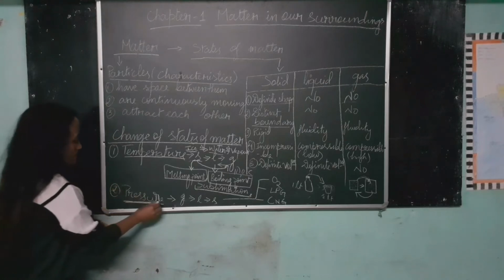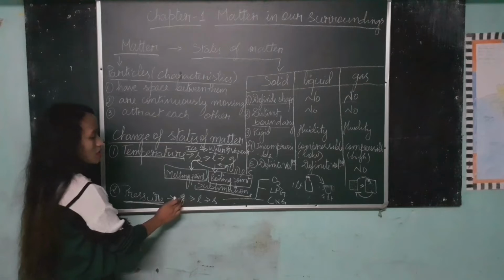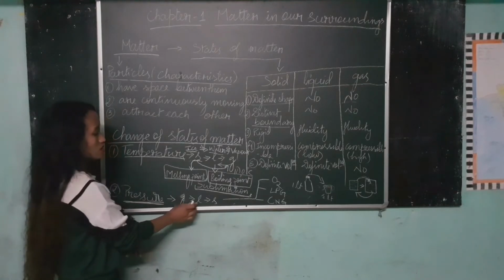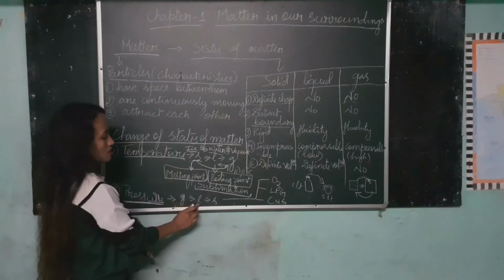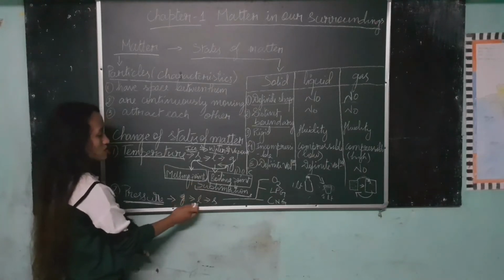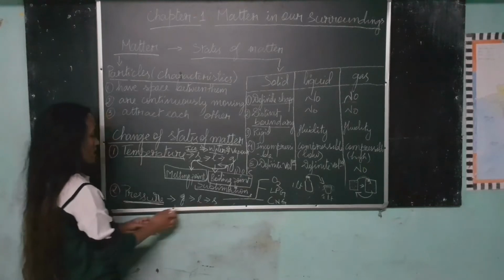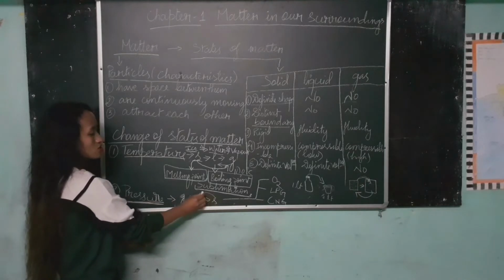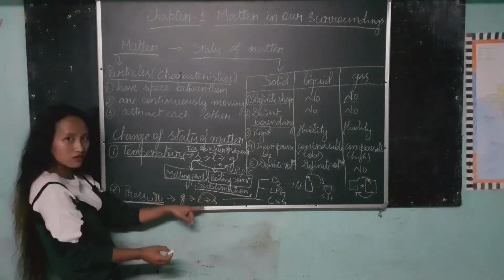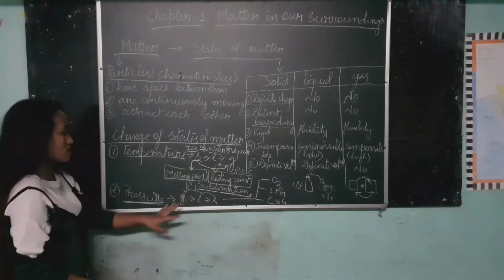So, when we apply pressure, gas will change to liquid. When we increase pressure, this gas will change to liquid. And when we keep on increasing the pressure, liquid will change to solid. And it is also reversible. That is, solid can change to liquid when pressure is decreased. And even liquid can change to gas when the pressure is decreased.